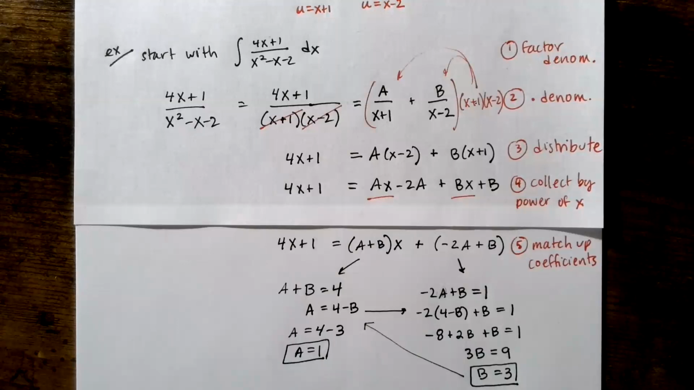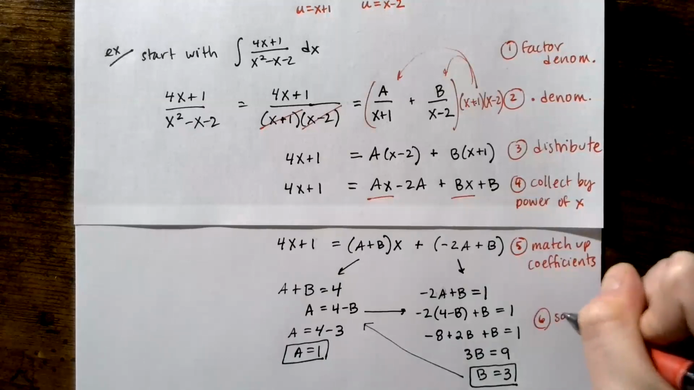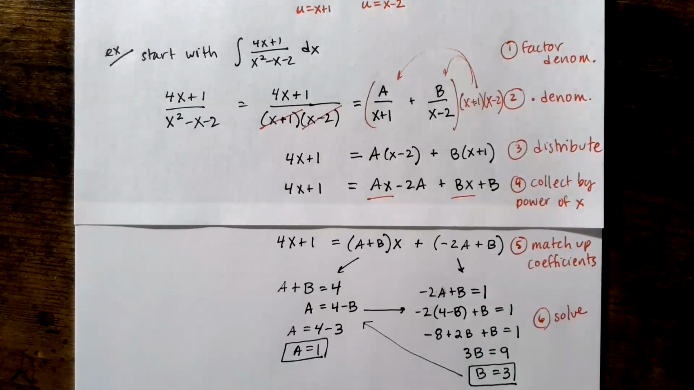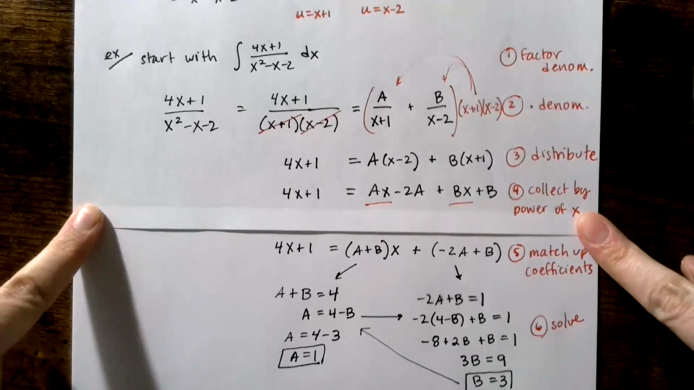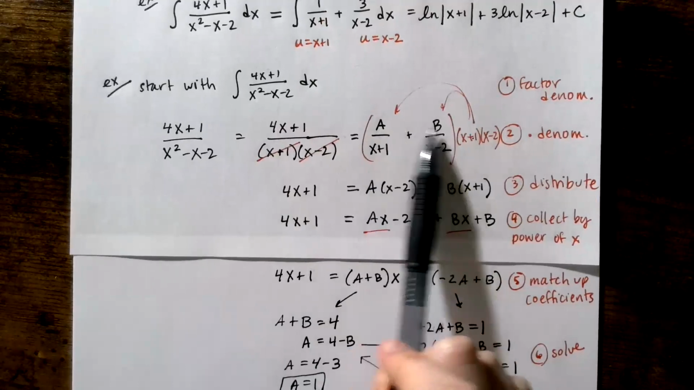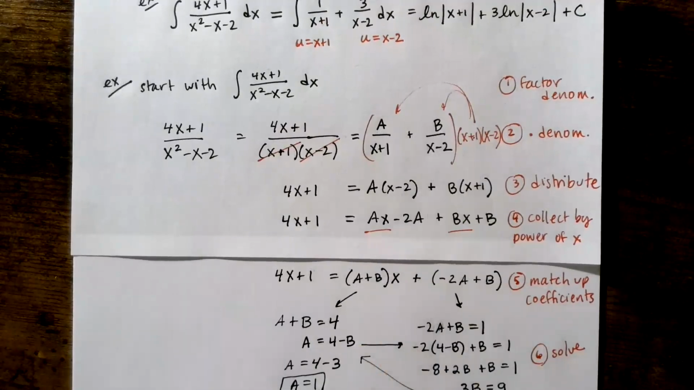So we're not done. We're just done with the partial fractions. I should label this last step here: Solve. Once you get your two numerators for the partial fractions, we're going to come back to this original problem and say, oh, I actually know what these tops should be. So we're going to return to the original integrand, 4x plus 1 over x squared minus x minus 2.